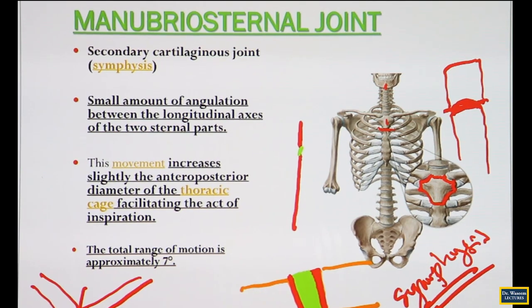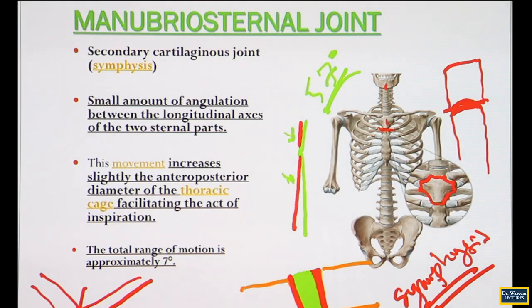And there is also a little bit of movement, and the movement is on the longitudinal axis, between the two parts of the sternum, between the manubrium and the body, during inspiration. So it will have a little bit of angular movement here, with convexity on the back side. Less than 7° of angulation will be created here.